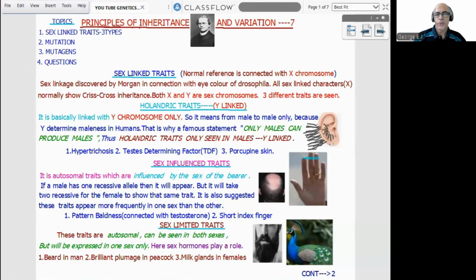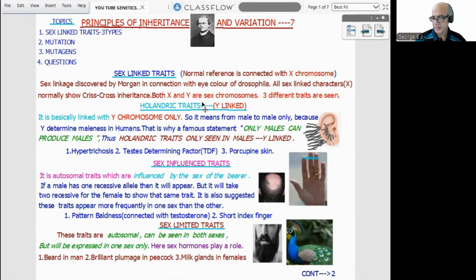So what all things we'll be discussing in the seventh episode of principles of inheritance and variation? Basically, three topics: sex-linked traits, under which three types; mutation, a big one; mutagens, a small one; and questions, 5 theory, 5 NEET model with the key. So we can proceed. First is sex-linked traits.